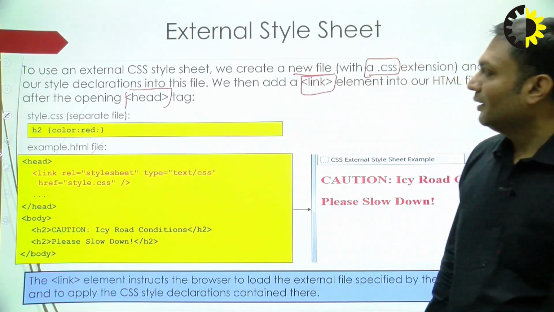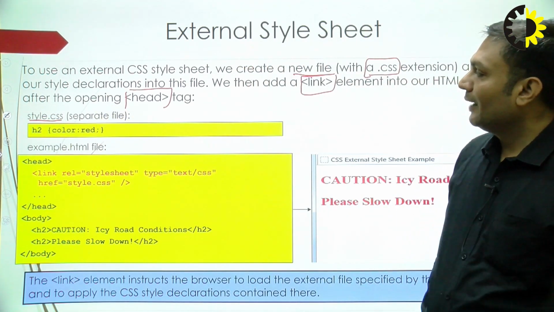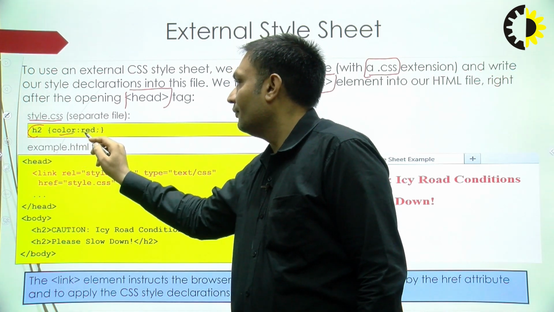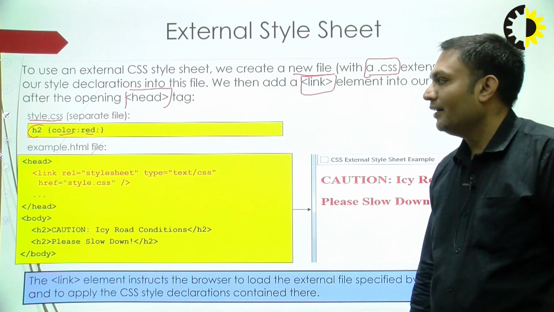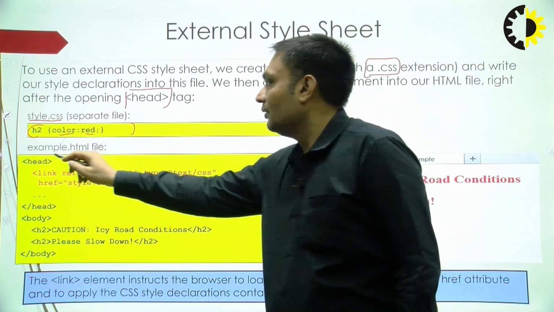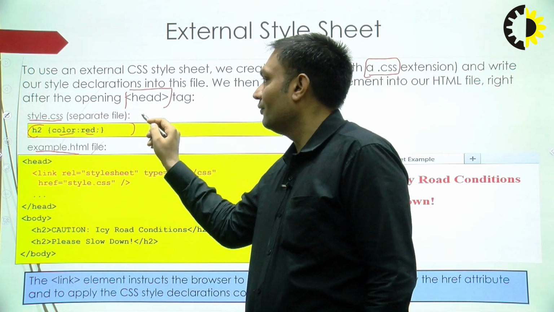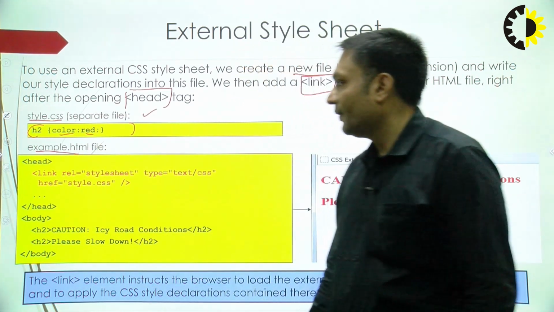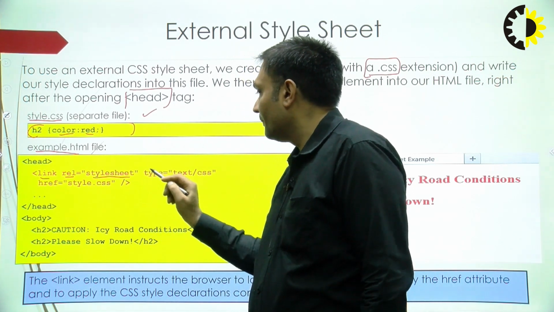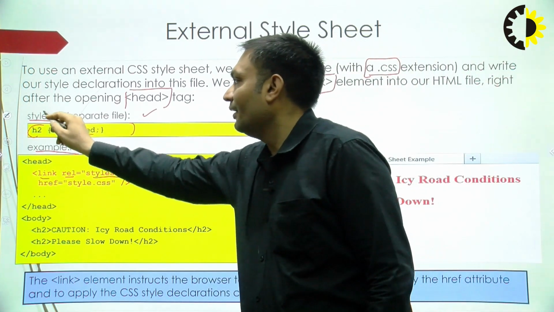Right? So, for example, I'm making a style sheet named style.css. That is a separate file, and inside this file I am writing a single rule: h2 is the selector, the property is color and the value is red. Now I want to apply this CSS rule to this example.html file. So I will give a link to this external file inside this html file. How? Inside the head tag I will write link, rel equals stylesheet, type equals text/css, and href is the name of the file, style.css.